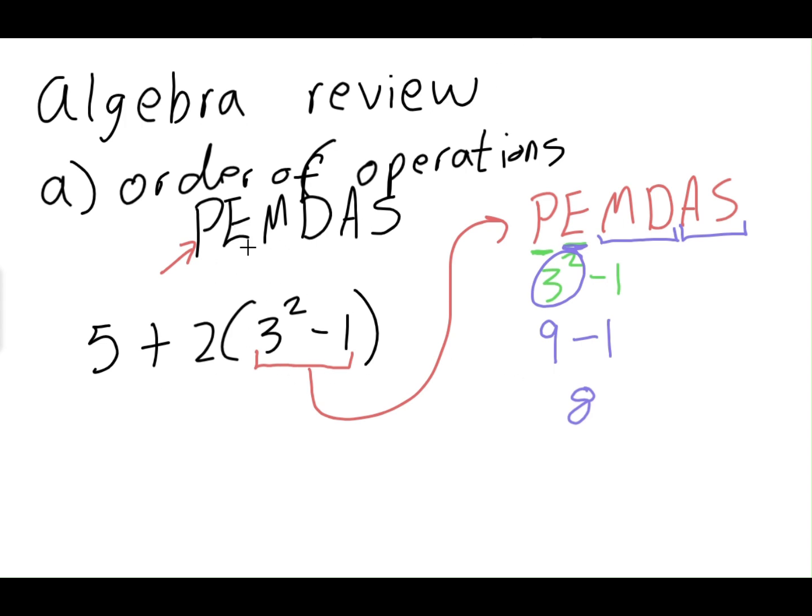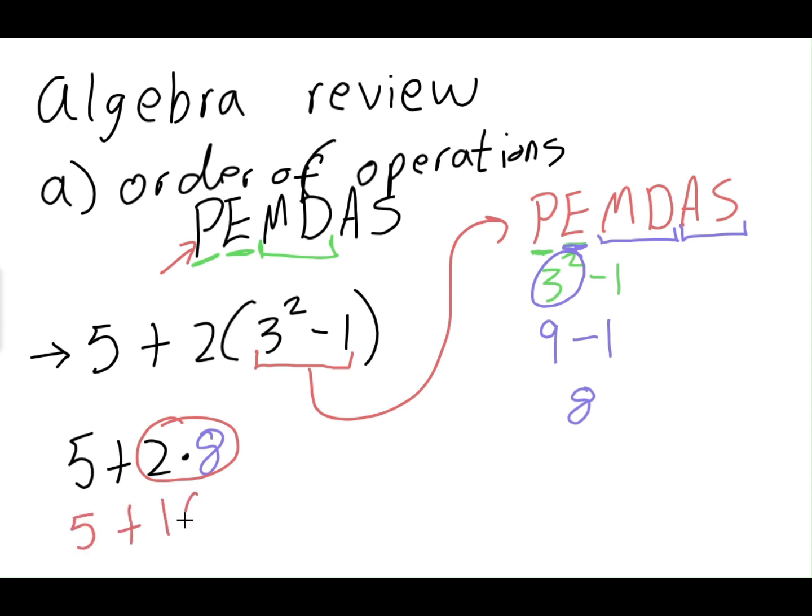So now we have to go back to our original PEMDAS at the beginning here. We have 5 plus 2 times that parenthesis, which ended up giving us 8. So in this one, all we've done is the P. We have dealt with only the parentheses. And now we're ready to go on to the exponents. There aren't any. Multiplication and division together. That's going to be multiplication here. So 2 times 8 is 16.